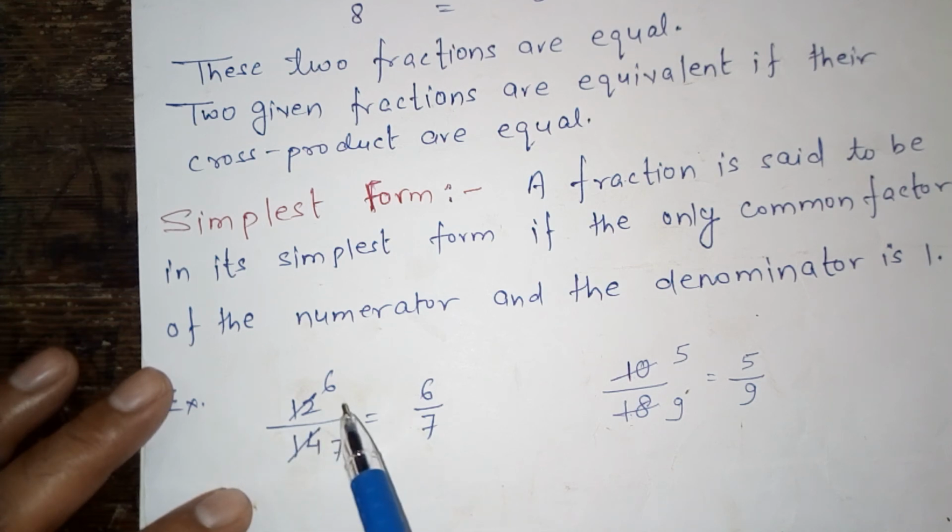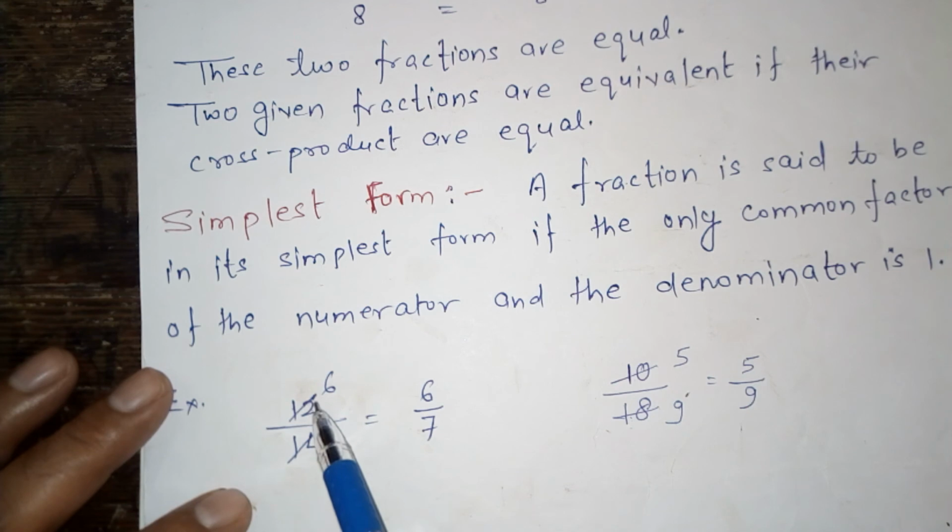Now let us discuss cancelling 12 and 14 by which number. I hope everyone knows the division procedure and the multiplication table. So 12 and 14 are divided by the same number, that is 2. 12 divided by 2 you will get 6, then 14 divided by 2 you will get 7. So the simplest form of 12 upon 14 will be 6 upon 7.